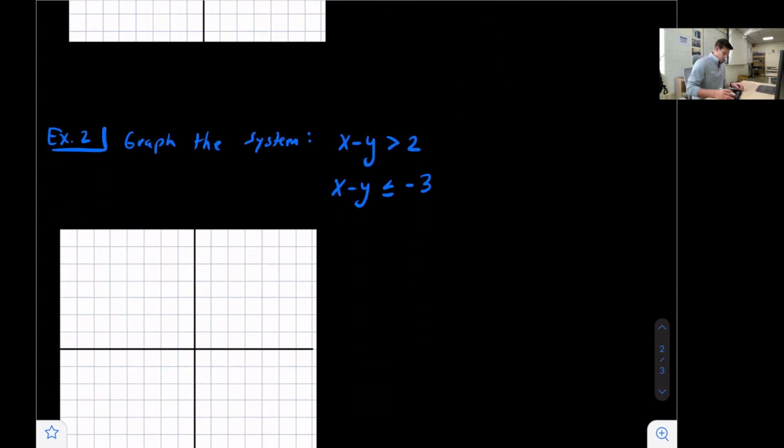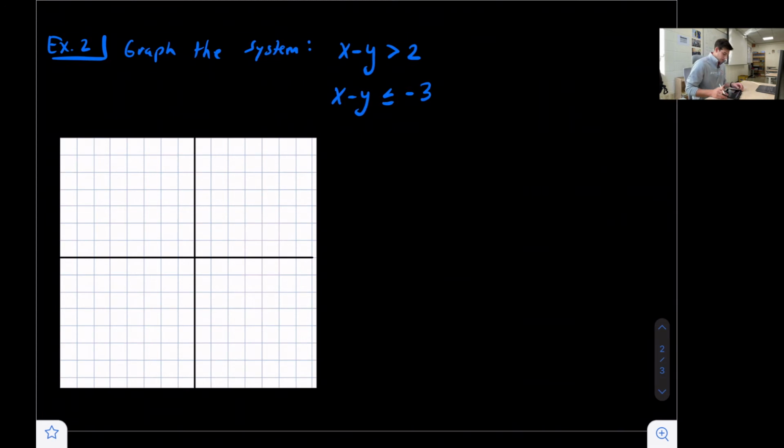All right, let's do one more. Okay, so we have x minus y is greater than 2, and x minus y is less than or equal to -3. So we want to have these in slope-intercept form. So for both of these, let's subtract x, and then we're going to divide by -1. Now we're working with inequalities here, so remember if we multiply or divide by -1, that's going to flip the inequality symbol. So this is going to become y is less than x minus 2, so that's one inequality.